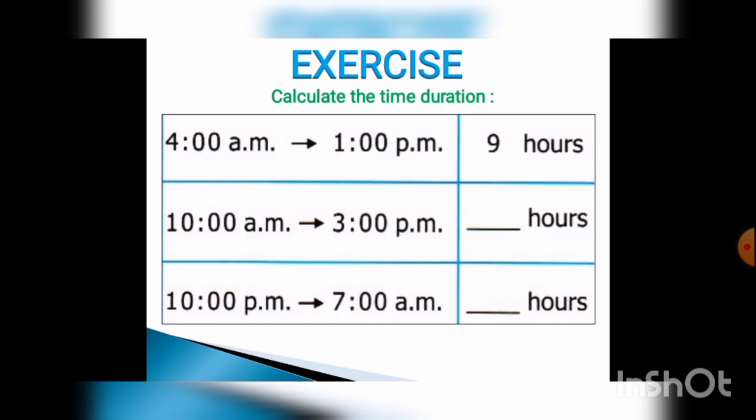Now calculate the time durations. 4 a.m. to 1 p.m. You have to calculate the time duration. That is 9 hours. Next two questions, you can do it yourself. 10 a.m. to 3 p.m. dash hours. 10 p.m. to 7 a.m. dash hours. You have to calculate the time durations.